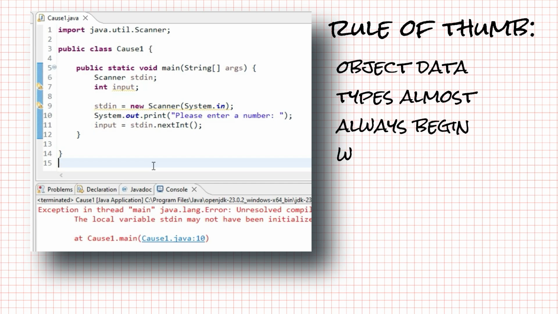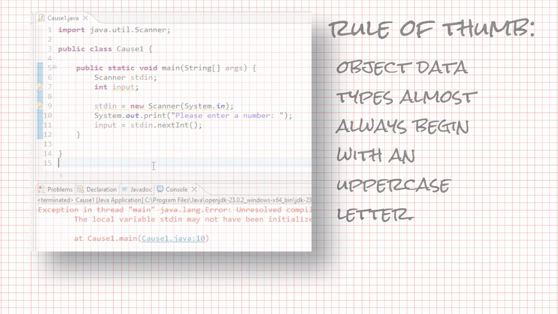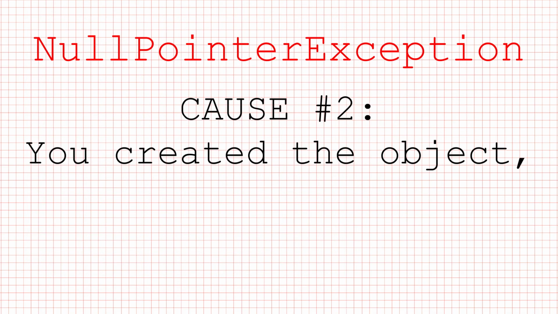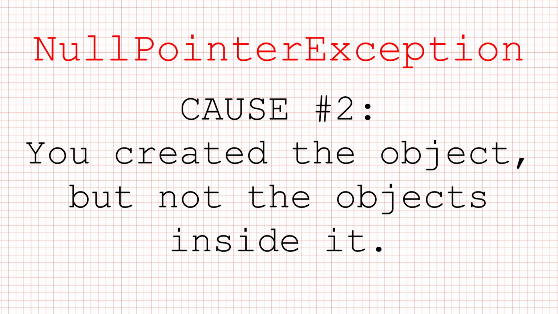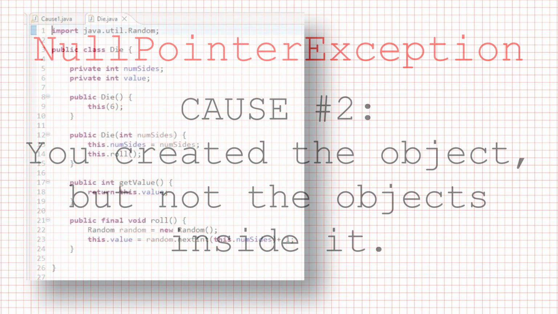You can tell a type is an object type in Java if the data type begins with an uppercase letter, like Scanner, String, or Random. There are exceptions, but you most likely won't learn them until later. Null pointer exception cause number 2, you created the object, but not the objects inside it.